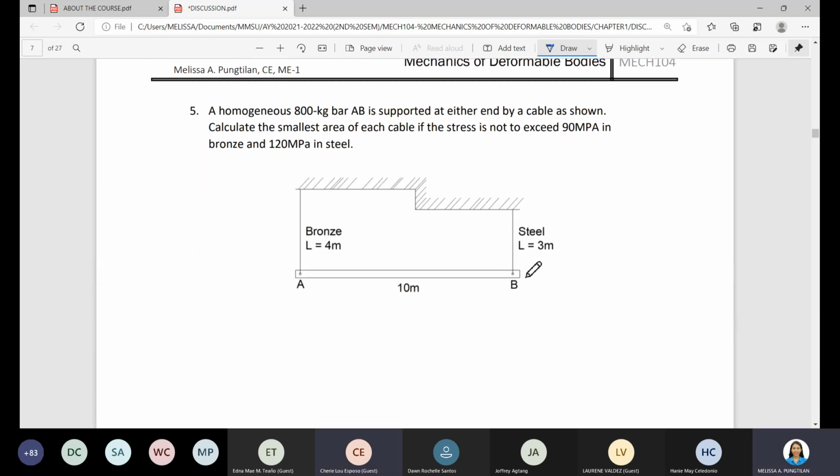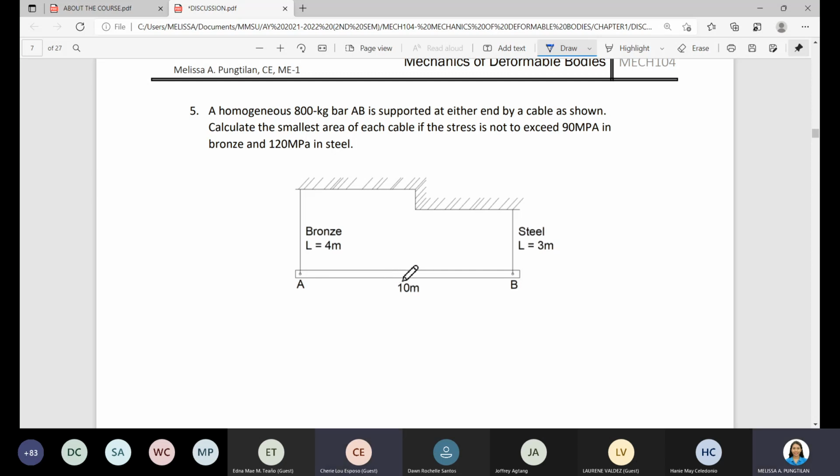Yan. So, a homogeneous 800 kilogram bar AB is supported at either end by a cable as shown. Calculate the smallest area of each cable if the stress is not to exceed 90 megapascal in bronze and 120 megapascal in steel. So, meron na tayo ditong homogeneous bar that weighs 800 kilogram.